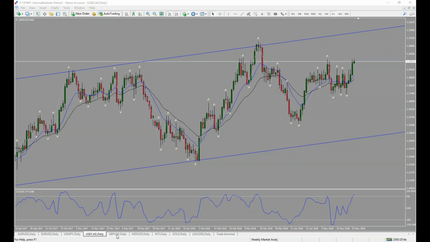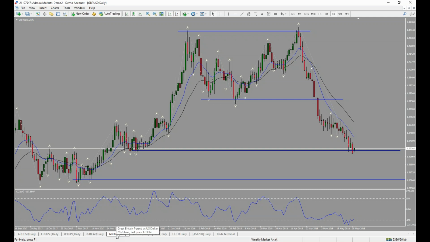All right, let's move to the cable, GBP USD. This is what I was talking about when we first started off. Look at this movement, and it has had zero retracement. It had a little bit of long wicks here, but then it just shot straight through. This movement from the peak up here to down here is over 1,000 pips.